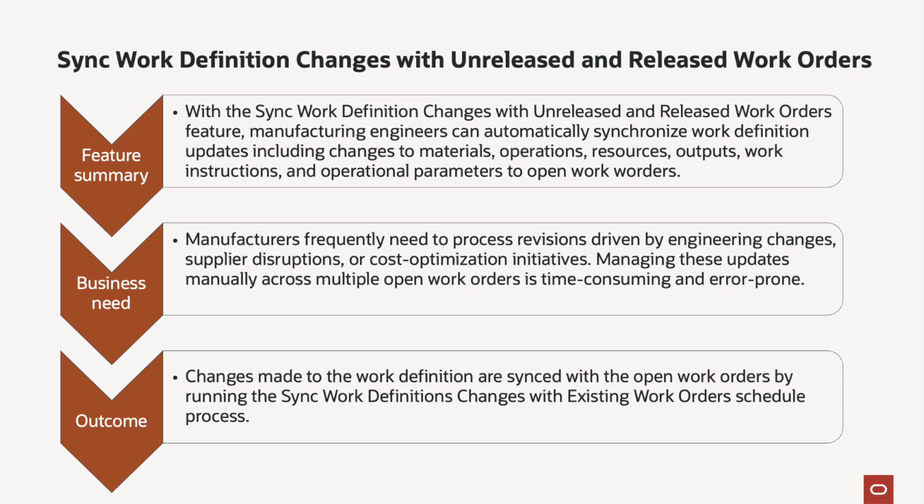In many manufacturing environments, there is a frequent need to process revisions driven by engineering changes, supplier disruptions, or cost optimization initiatives. Managing these updates manually across multiple open work orders can be time-consuming and error-prone. With this update, manufacturing engineers can make changes to a work definition and then run the Sync Work Definition Changes with Existing Work Orders scheduled process to apply those changes to all eligible work orders.